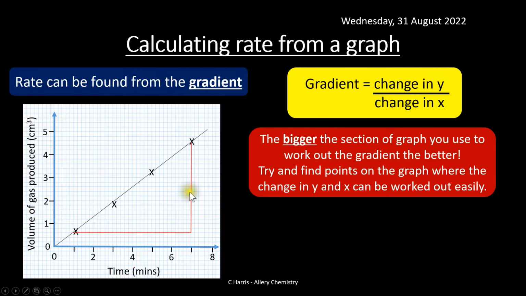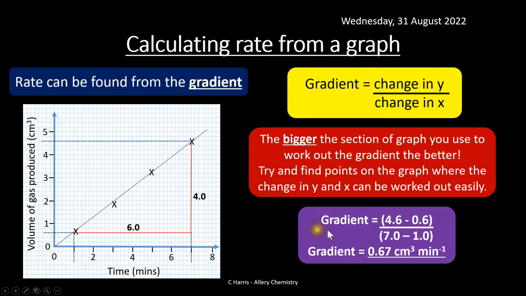So let's have a look. I've drawn some ones here, and we're going to measure the rate of reaction here. The difference is 6 on the bottom here, and the difference here is 4. So the change in y is 4 divided by 6. There we are, and that gives us 0.67 centimetres cubed per minute. The reason we know it's these units is because we're measuring the volume of gas in centimetres cubed, and the time frame is per minute. So look at the units on the graph to give you the units of the rate that you've worked out. So this is the rate of reaction for this particular reaction.